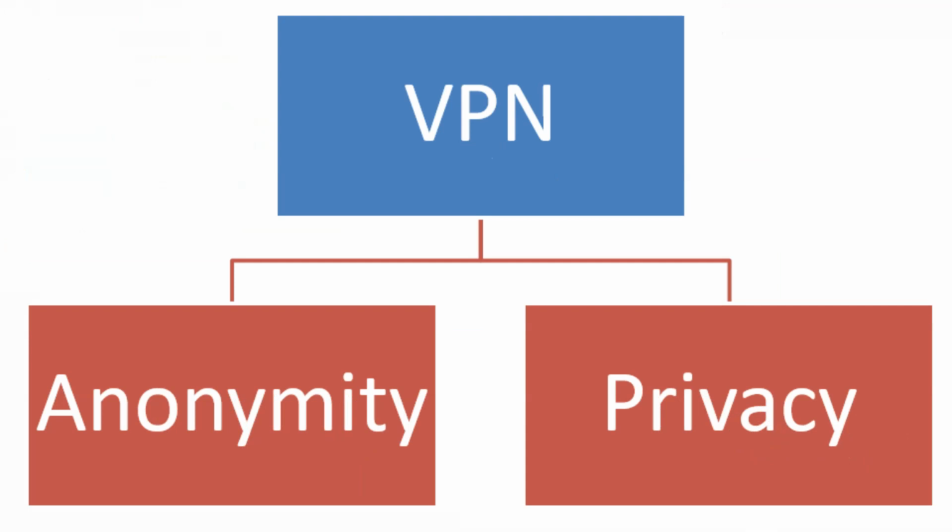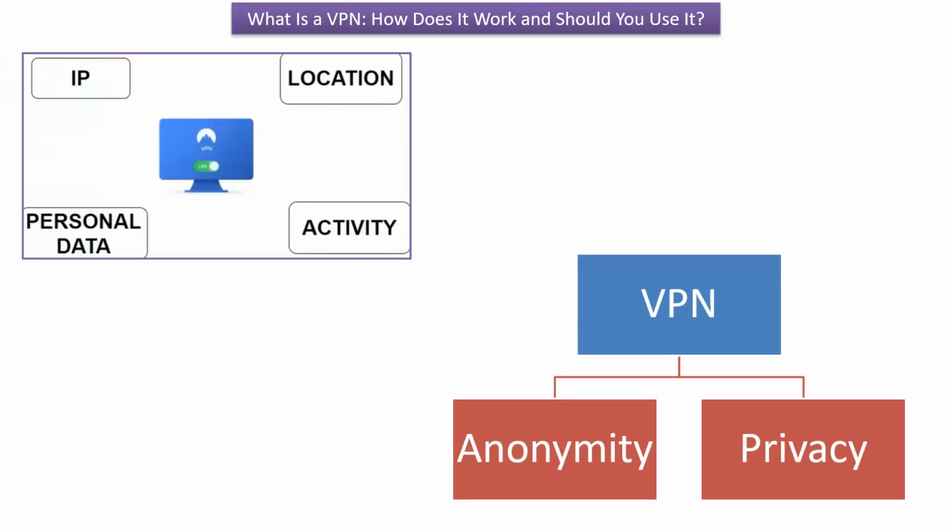VPN provides two main benefits. The first one is anonymity. The second one is privacy. Anonymity means hiding your identity, which means it hides the IP address, and also hides from which location you are accessing the websites. Privacy means hiding your activity, which means what websites you are visiting and what kind of work you are doing on your personal computer.